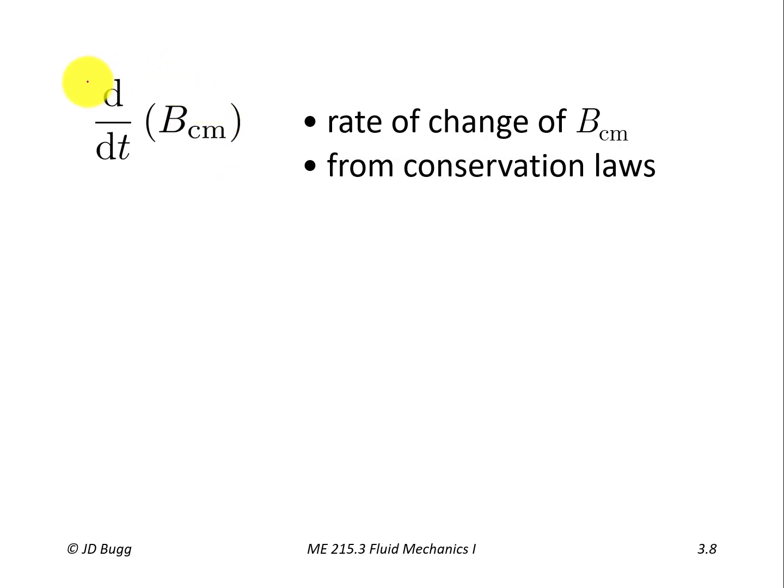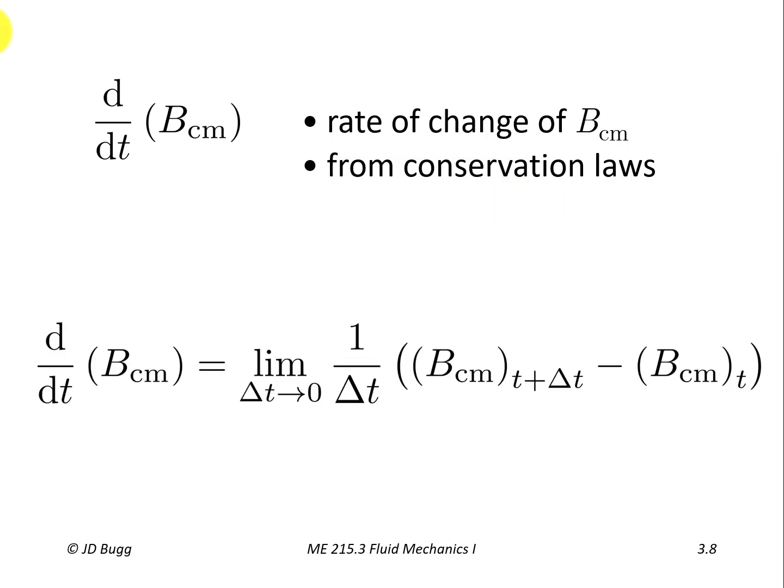So where is information about the rate of change of B going to come from? Well, it's going to come from conservation laws. So in this general development, we won't see any specific conservation laws come in. Those will come in later, but we are going to start to work as a rate equation instead of an amount equation from this point forward. Well, we're going to start that by remembering what the definition of a derivative is.